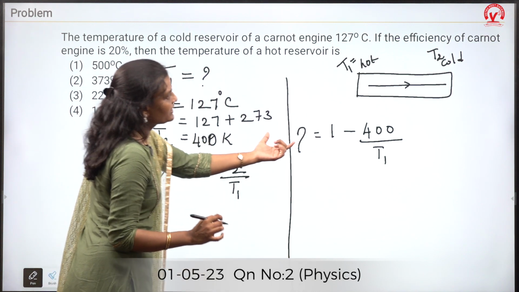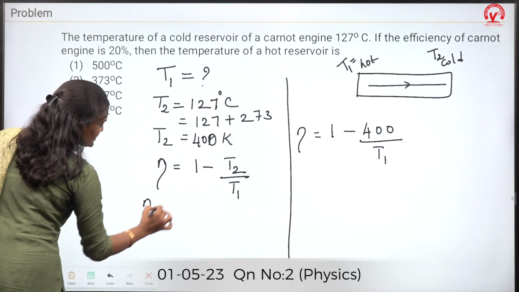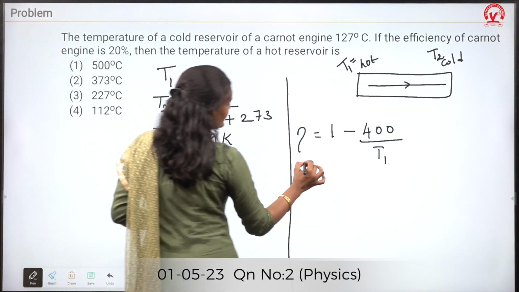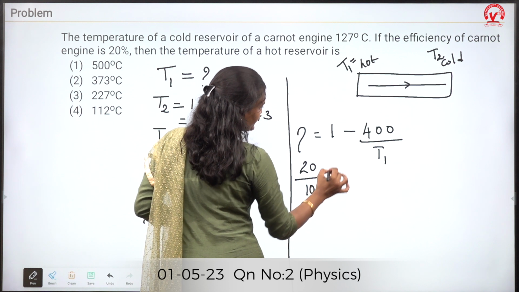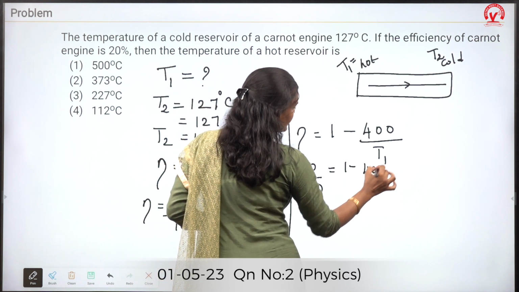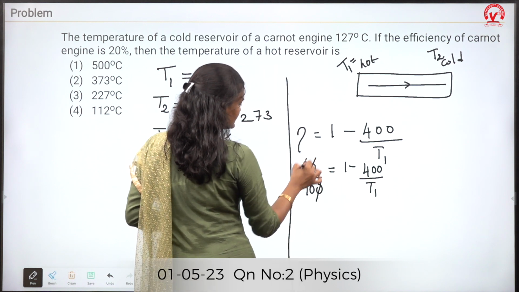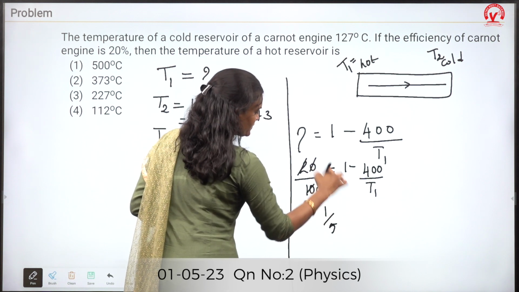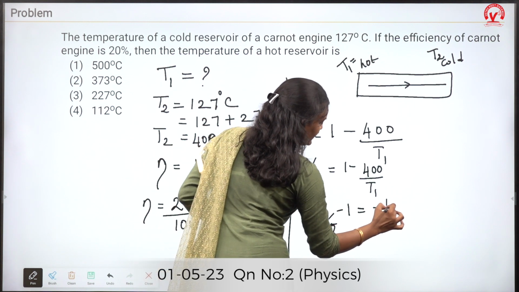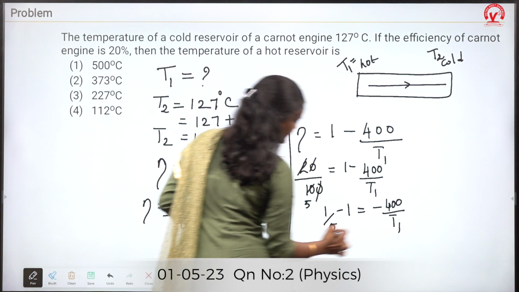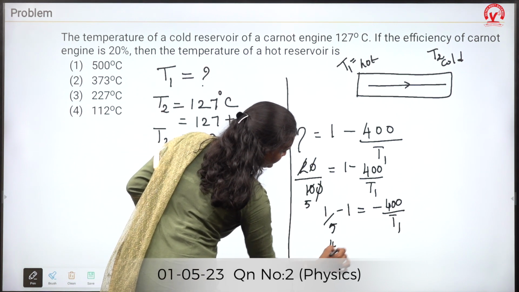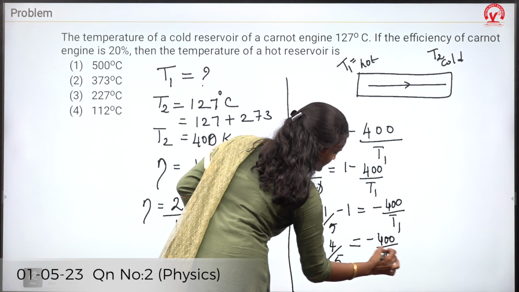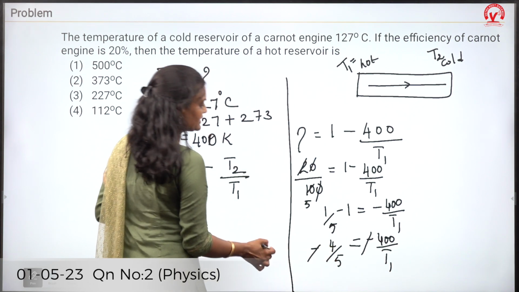And what is the given efficiency of the Carnot heat engine? Eta is equal to 20%, so 20 divided by 100. Now this can be written as 20 divided by 100 is equal to 1 minus 400 divided by T1. Now this cancels to 1 by 5. Now take this 1 to this side, so it becomes 4 by 5 is equal to 400 divided by T1. The negative signs get cancelled.